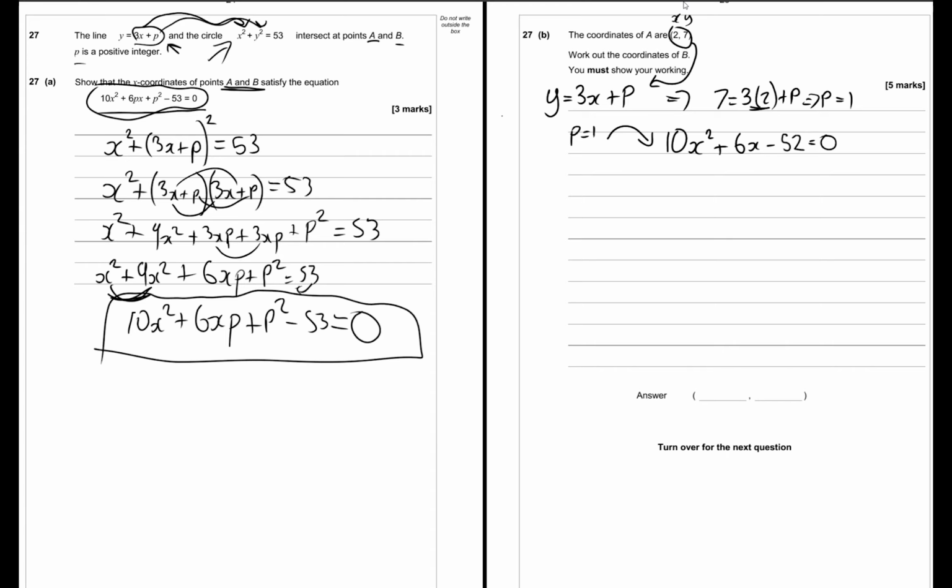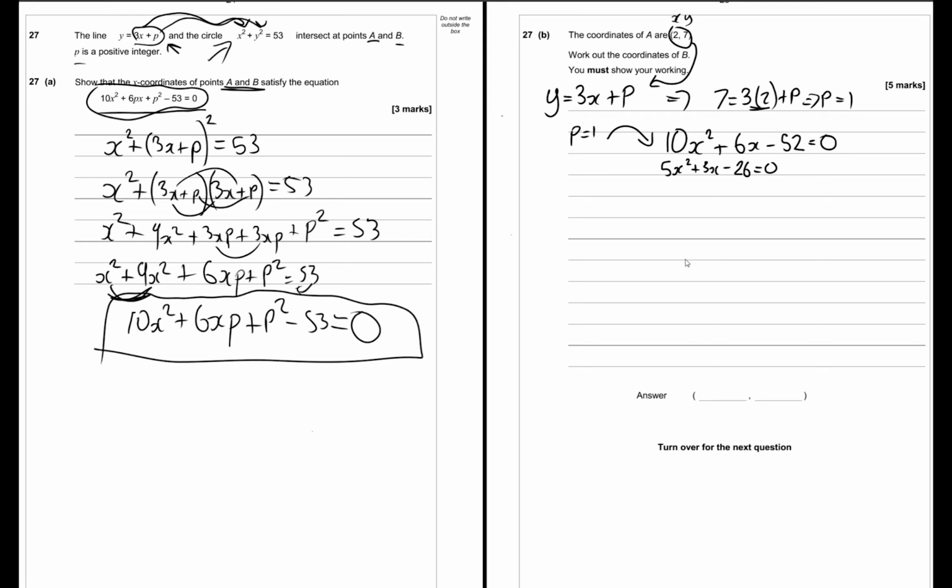Okay, so now we've got a quadratic, and we can solve this to find x. So let's see if we can simplify this at all first. Can we divide through by anything? Can we divide through by 4? Can we divide through by 2? We can divide through by 2, can't we? So we can simplify this to 5x squared plus 3x minus whatever 52 divided by 2 is, so minus 26 equals 0.